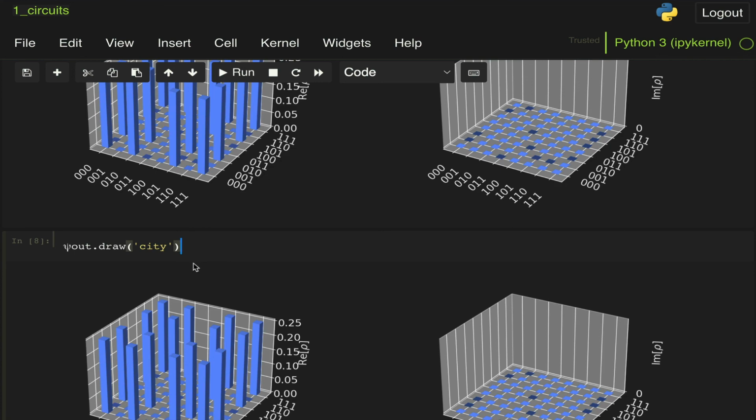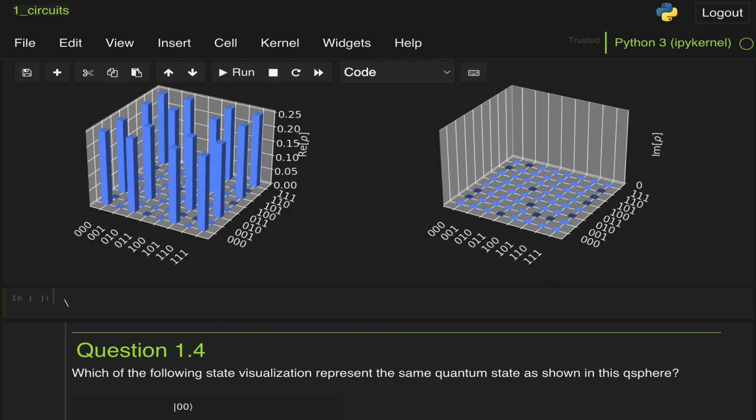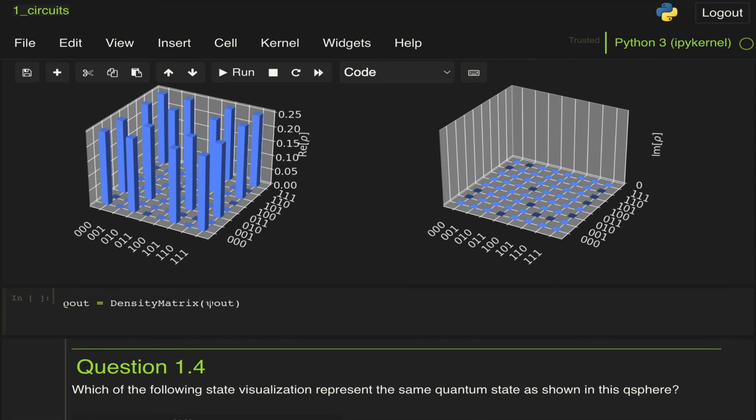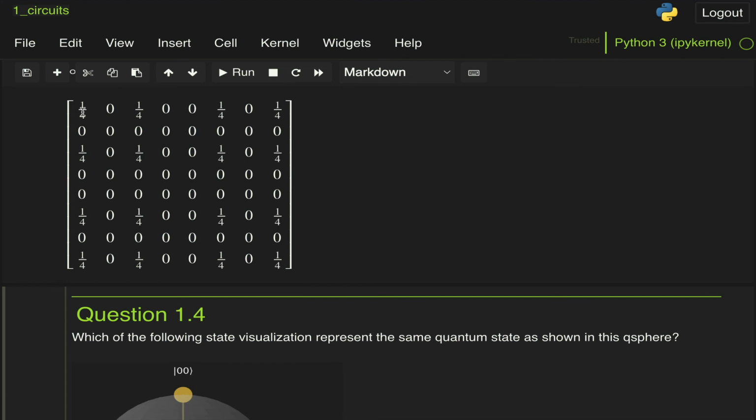Now, lastly, I just wanted to show that we can define a density matrix by using the DensityMatrix class and just passing our state vector, and we can visualize that to see that, in fact, as we had shown, the diagonal of this matrix has the probability of measuring each of the states we found for the output state.